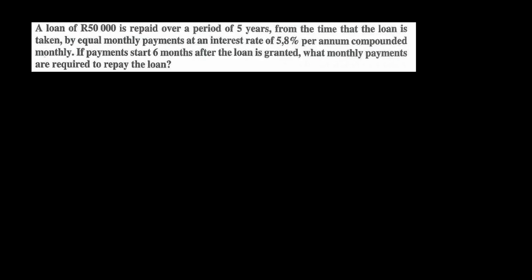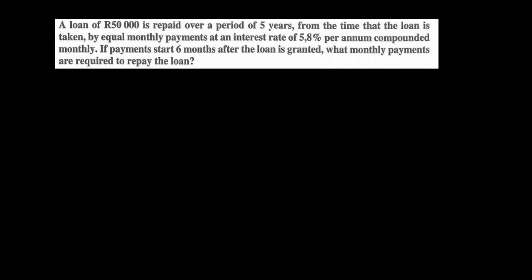Here is a loan of 50,000, ne? It is repaid over a period of 5 years from the time the loan is granted, from the time the loan is taken, by equal monthly payments compounded monthly. If payments start 6 months after the loan is granted, what monthly payments are required to repay the loan? Right? So let's understand that it is 6 months after.